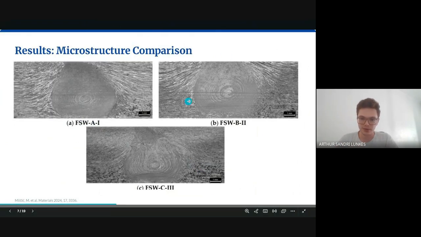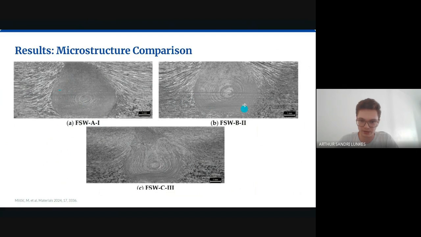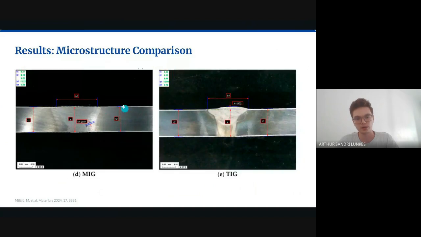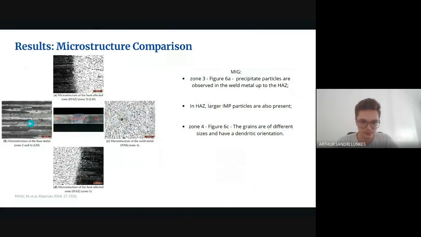Here we have the results from the authors. Now we can see the friction stir welding sample. As we can see, we don't have any cracks or any tunnels, so the friction stir welding is of very good quality. Here we have the MIG and TIG processes. As you can see, there are no cracks or porosity. So the visual check is okay to proceed with the analysis.